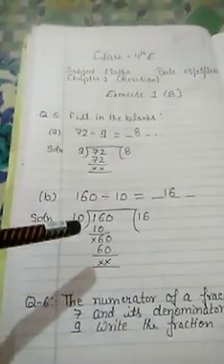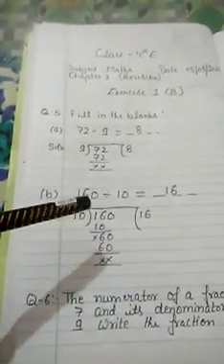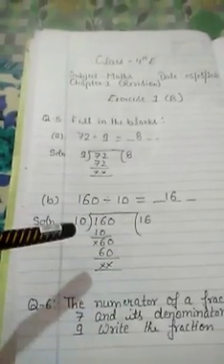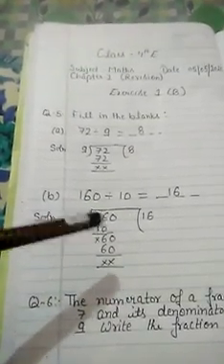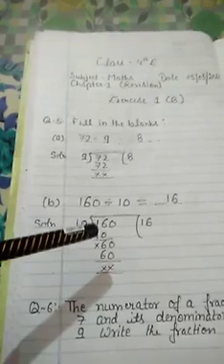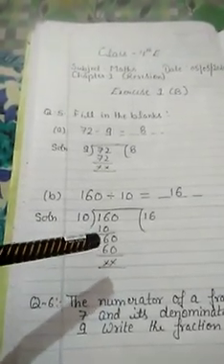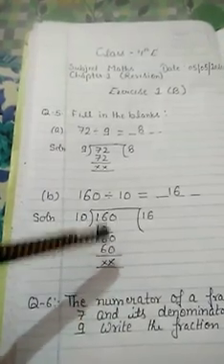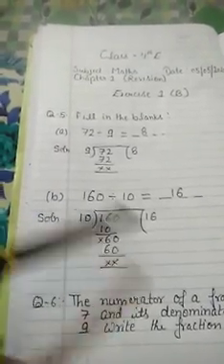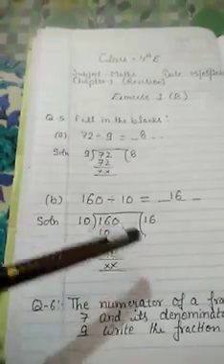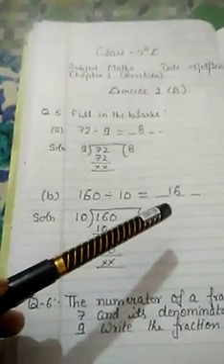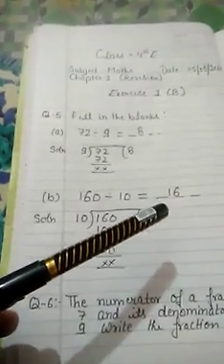Again I am telling you, 160 is divided by 10. 10 ones are 10. You will subtract 10 from 16. 6 will come, then you will bring down 0 from here, and 10 sixes are 60. Now 16 is your quotient, that is your answer. You will have to fill it up here.